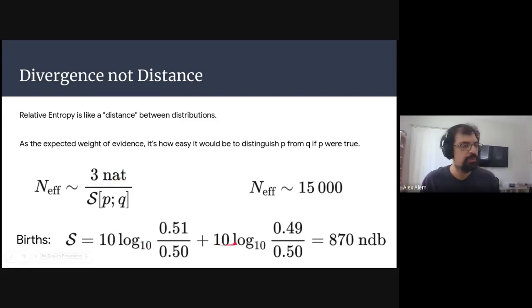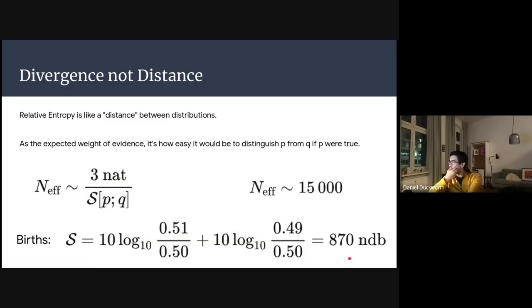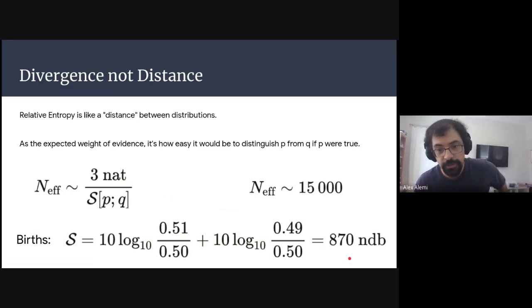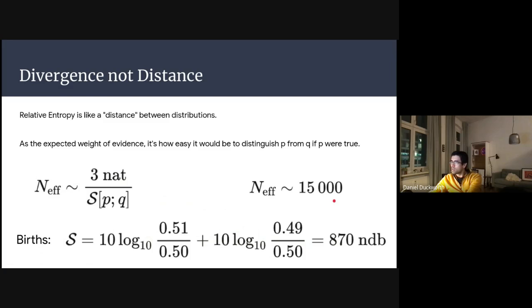If you compute the KL divergence between these two distributions, 51-49 to 50-50, we just do P log P over Q for those two things. It's 870 nanidecibans. That's a terrible SI unit, but 870 times 10 to the minus 9 decibans is the expected weight of evidence in favor of 51-49 over 50-50. Those two distributions are very close in any sense of the word. Those are nearly the same distribution. How many measurements would you need in order to accumulate 3 nats? 15,000. And now we resolve the paradox.